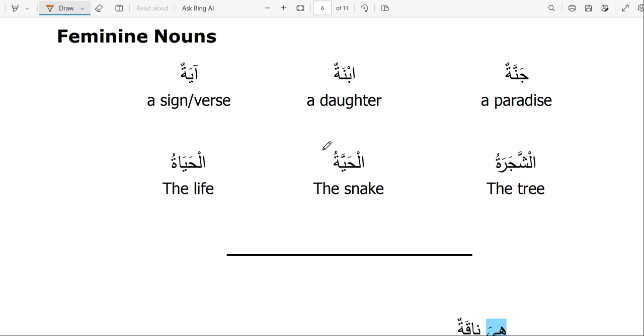So now we come to the feminine nouns. How do you recognize the feminine nouns here? These are all feminine. How do you recognize them? The ta marboota at the end. This is the first sign that will tell you that all these nouns are feminine nouns, right? And here they are nakira, because you can find no laam taareef. These are all nakira, right? Nakira means indefinite. And these you can find with laam taareef.